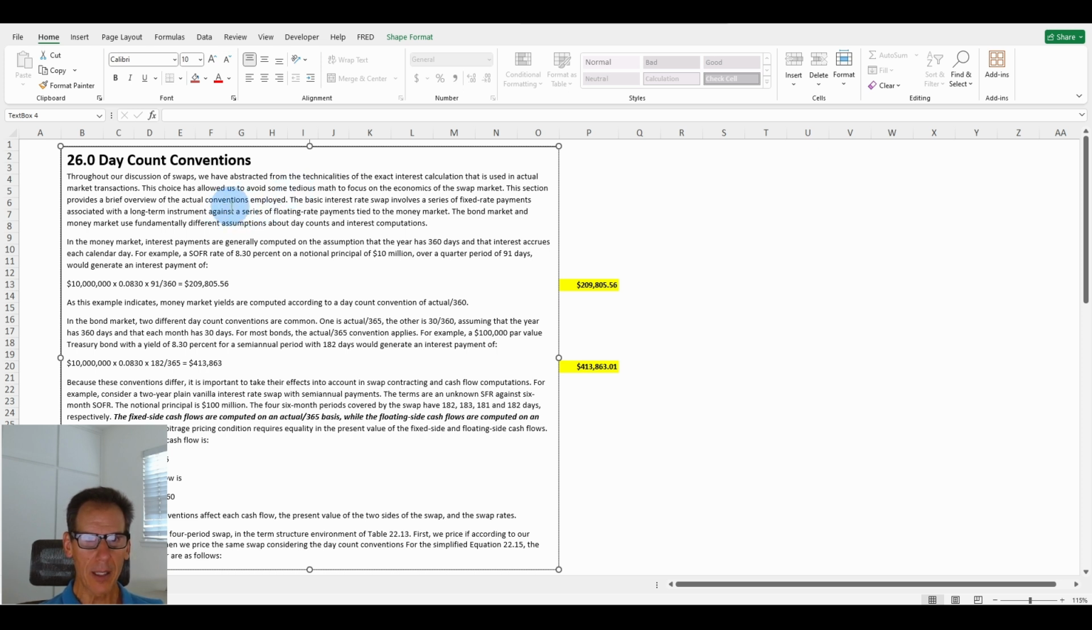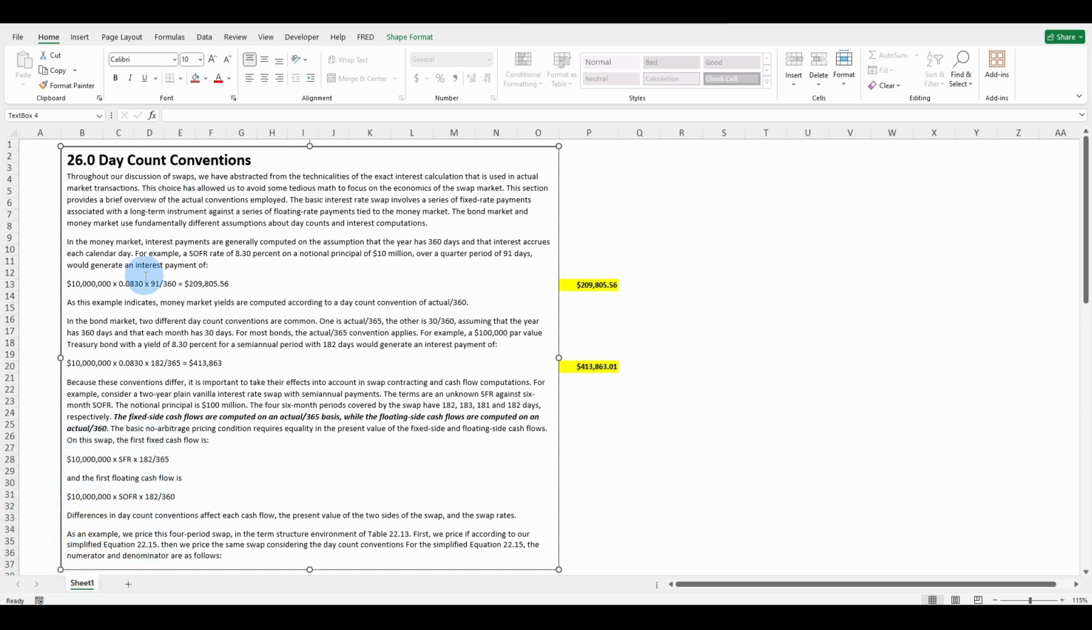The basic interest rate swap involves a series of fixed rate payments associated with a long-term instrument against a series of floating rate payments tied to the money market. The bond market and money market use fundamentally different assumptions about day counts and interest computations. In the money market, interest payments are generally computed on the assumption that the year has 360 days and that interest accrues each calendar day.